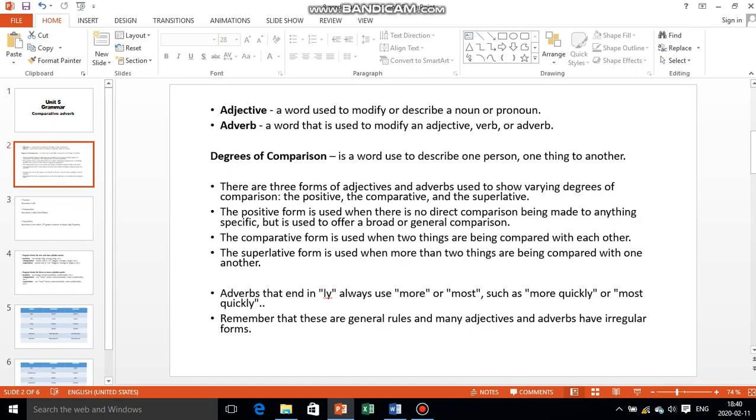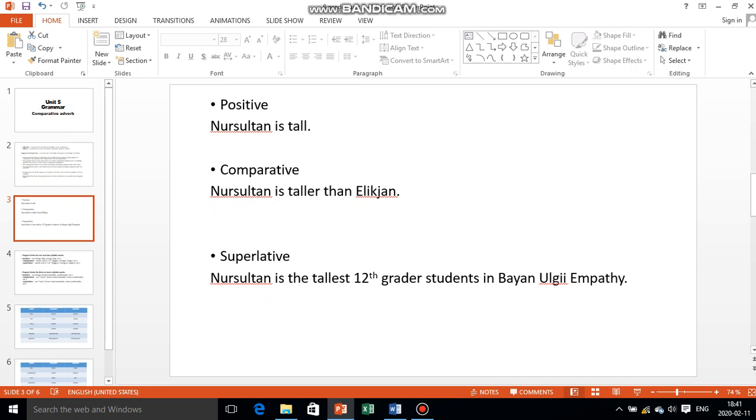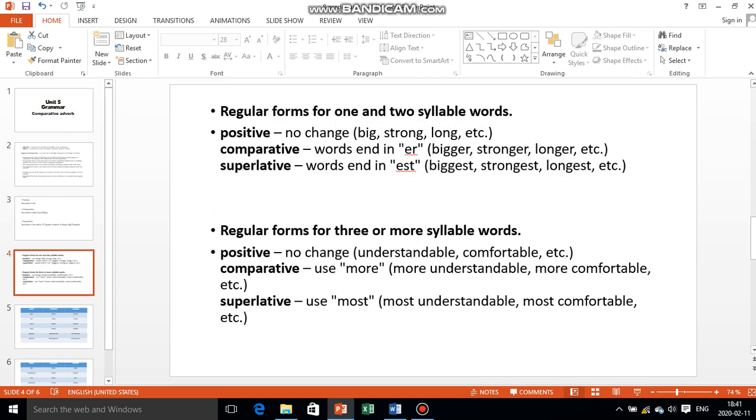Okay, let's go to superlative. The superlative form is used when more than two things are being compared with one another. So you are comparing one to many. It can be 3, 4, 5, 100, 5,000, or 1 million. So that is superlative. Let me give you an example. Nur Sultan is the tallest 12th grader in Bayan-Ülgii. So you are comparing Nur Sultan to all 12th grader students in Bayan-Ülgii. So that is superlative. Now let's go to the rules.